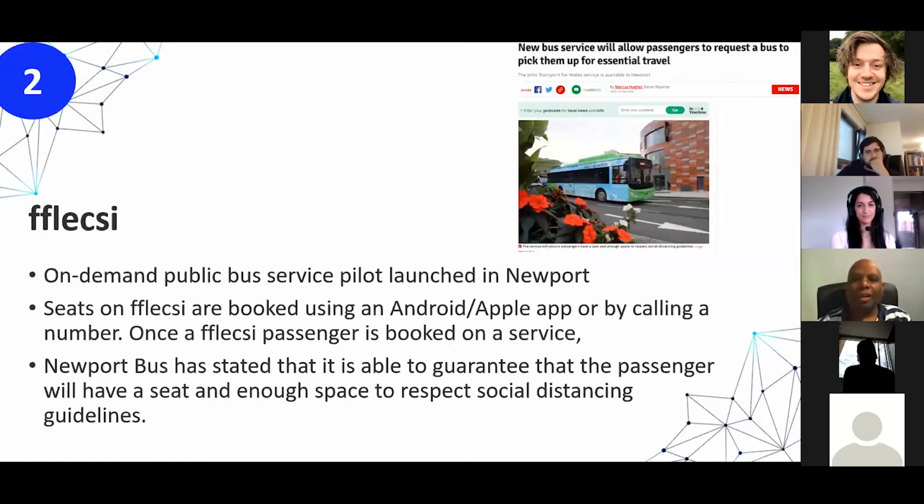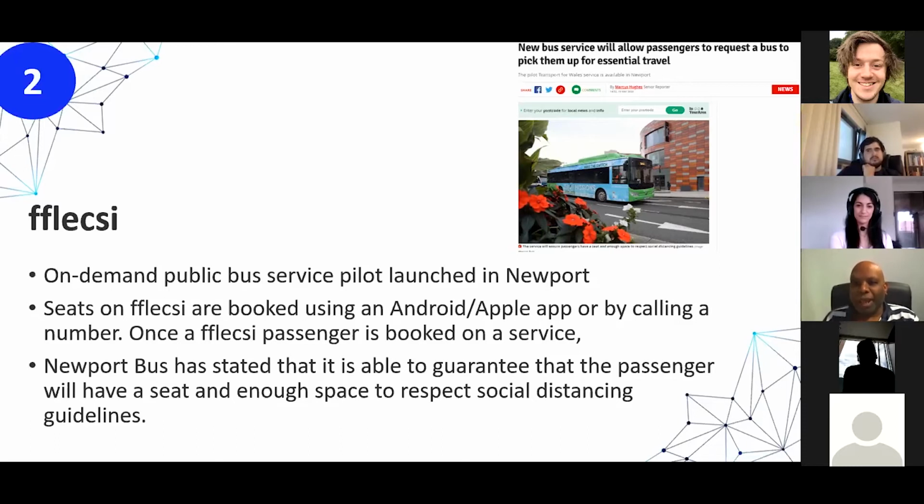Next, this is a very interesting option that's come up. It's called Flexi, the Welsh Flexi. I don't know whether I'm getting it right, but Flexi. It's an app that you can download on Android or Apple, from Transport for Wales, which has been set up recently. It's one of their innovations, and they're piloting it in Newport.